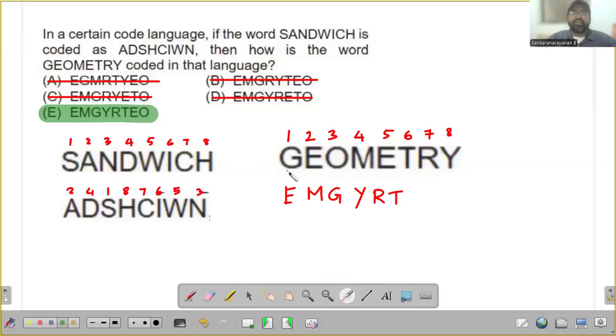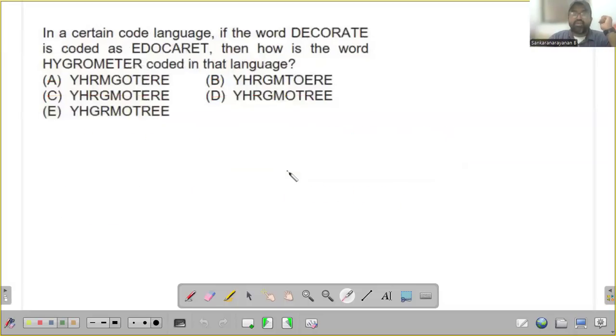Okay. So for the technique, please understand the positioning of those letters. 1, 2, 3, 4, 5, 6, 7, 8. It is arranged as 2, 4, 1, 8, 7, 6, 5, 3. So for geometry also, position it as 2, 4, 1, 8, 7, 6, 5, 3. But using options, you can play it wise. That will help you to answer questions faster. Let's now go to the next question.